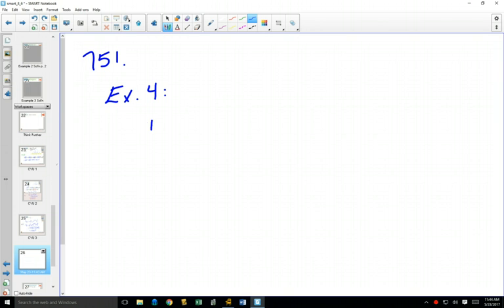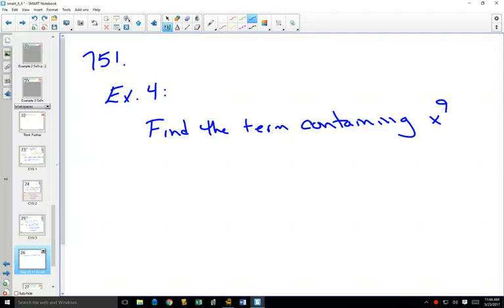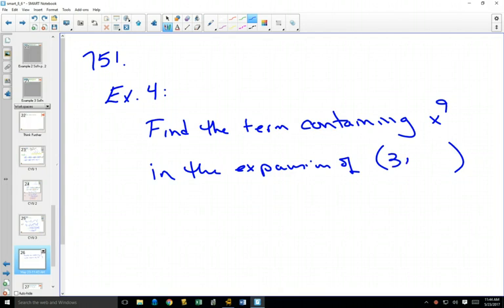Find the term containing, and they tell you something about the variable and its power. So find the term containing x to the 9 in the expansion of (3x squared minus 2 over x) to the power 9.